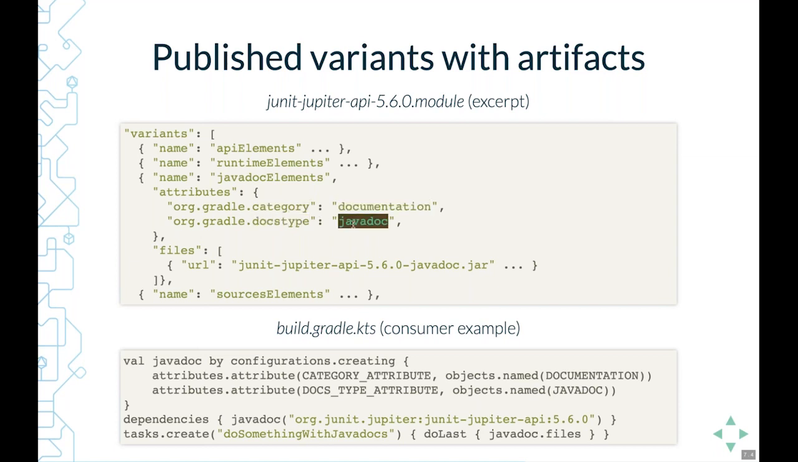And that allows a consumer, similarly to what Cedric demoed, to dedicate a consuming configuration for that special purpose. So here we're creating a javadocs configuration, giving it the documentation and javadocs attributes, and then just by having a regular dependency on the module, because it's in the javadocs configuration, when we resolve it, we will resolve the javadocs jar and not something else.